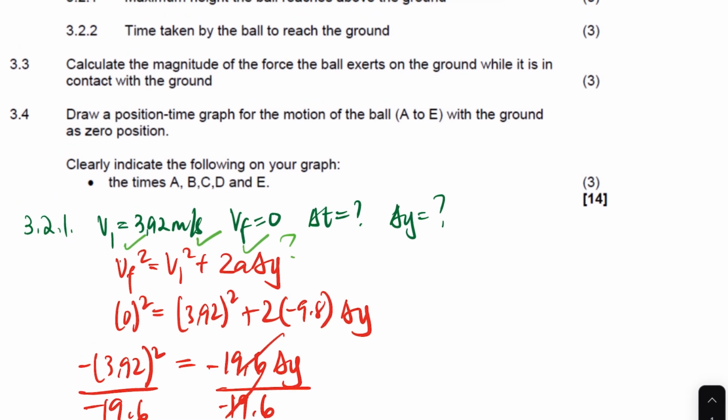Now the last question, it's not the last question. It says calculate the magnitude of the force exerted by the ball on the ground while it is in contact.